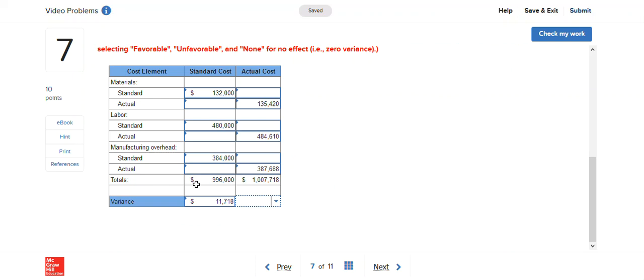Oops. So our standard costs were $996,000. That's what we had anticipated our cost would be for 6,000 units. Our actual costs were over $1 million, so we actually spent more than we thought we would, so that's not good. If you think about your own personal life, if you spend more than you thought you were going to, that's not favorable, so it's unfavorable.